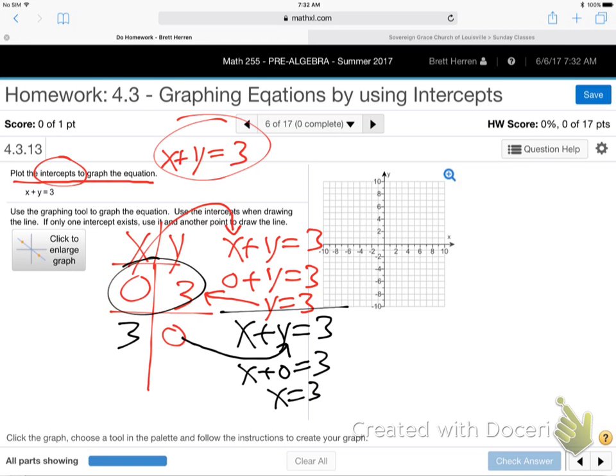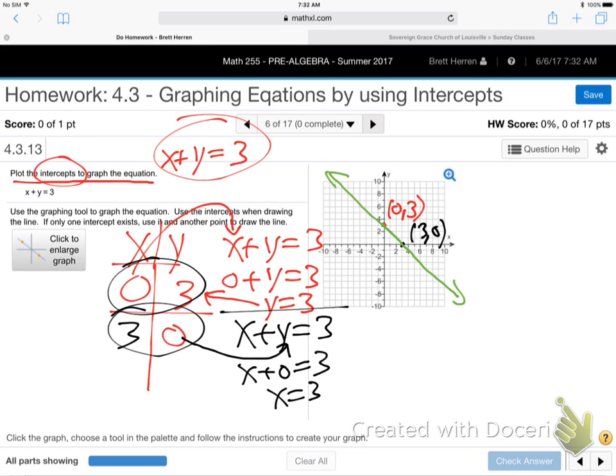Over 0, up 3. Start with that one, which is right here. And then the other one is over 3, up 0. Right there. See, there's over 3, up 0. Here's over 0, up 3. That makes sense how I did that? And then we just connect them with our straight line. And we got the graph.